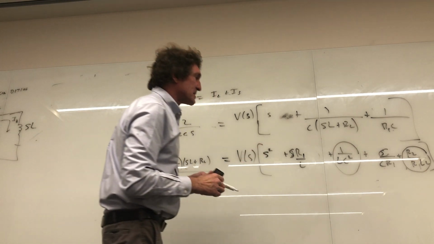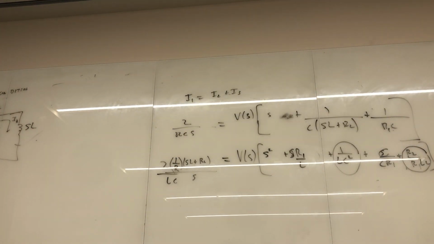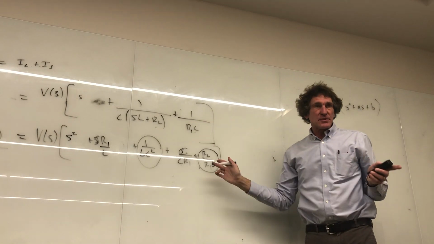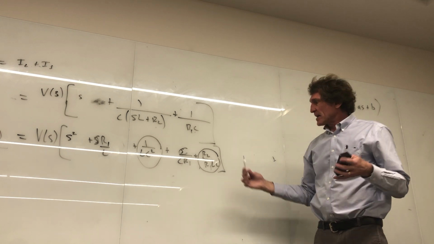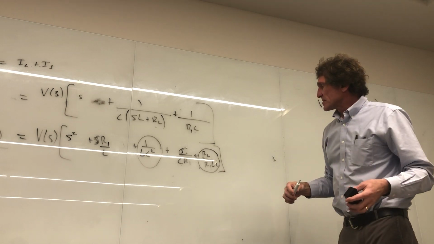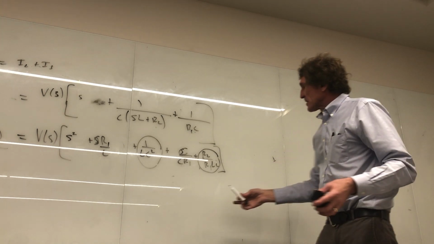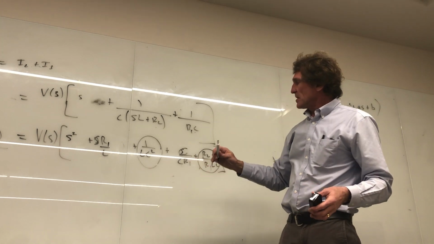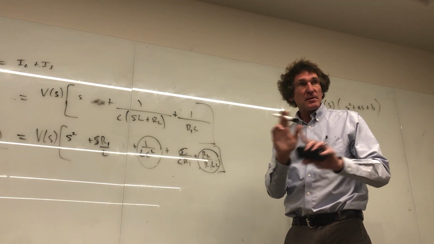Here I have S squared by itself. So this is really going to be a polynomial. I'm going to have V of S times something, and I can just call it S squared plus AS plus B. Don't worry about the actual numbers. You have to see that that's ultimately what's going to result. The constant B would be this term plus this term, right? And A is the coefficient, 1 over CR1 plus R1 over C, right? And you all see how this goes, right?